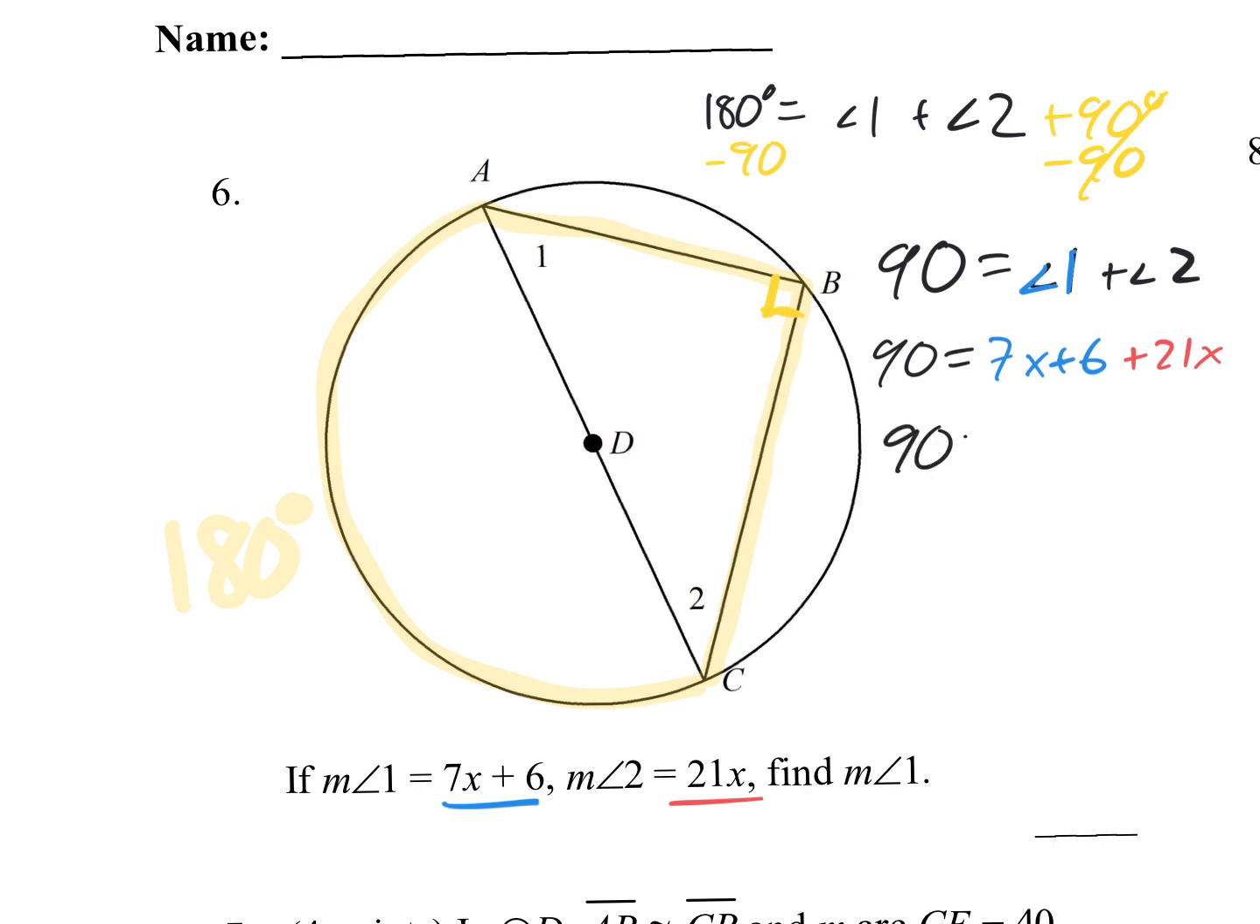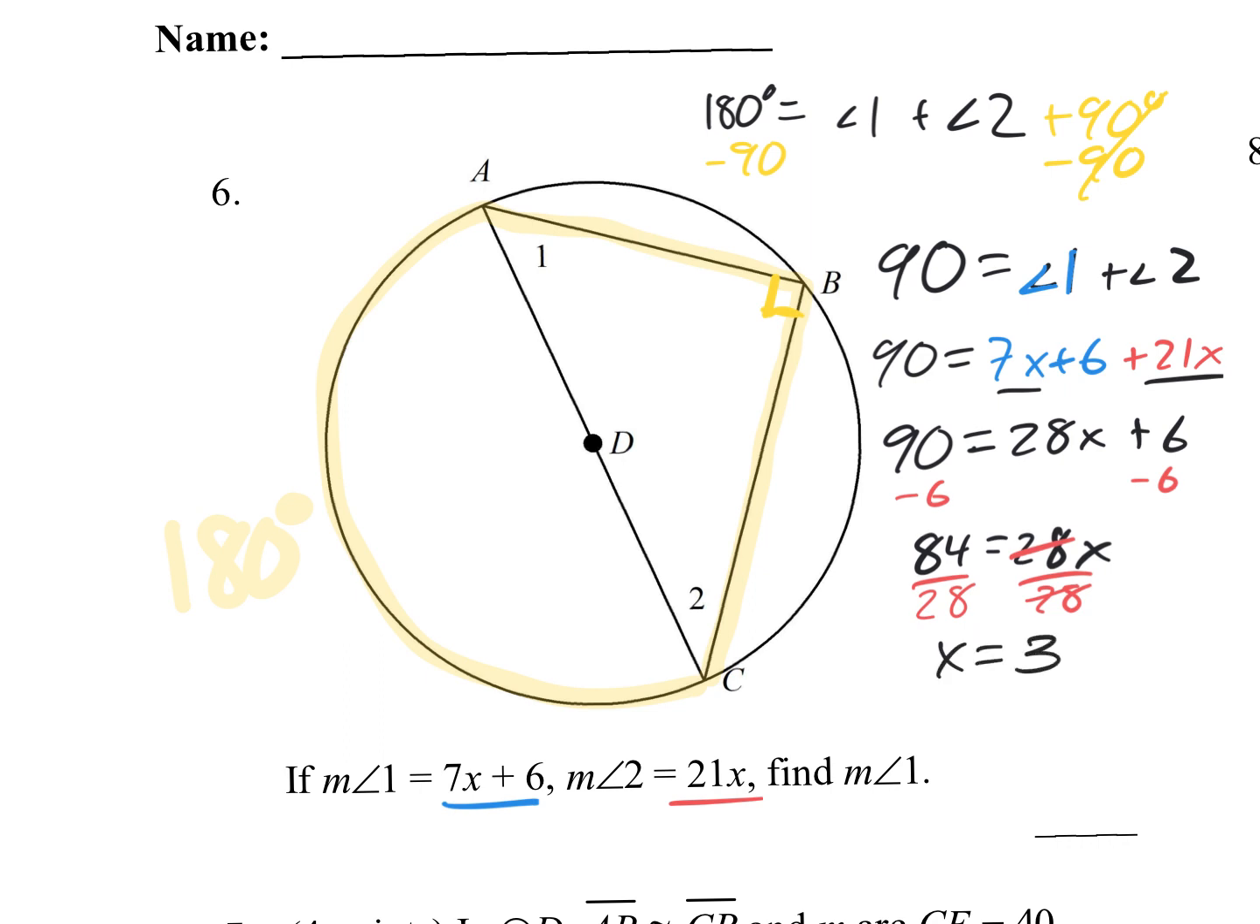I got 90 equals, I can combine the 7x and the 21x to make 28x plus 6. And remember, with algebra, you're always trying to work from the outside in. So I would subtract 6 from both sides. That gives me 84 equals 28x. And now I want to divide both sides by 28. So now I just need to know what's 84 divided by 28. And it turns out that's exactly 3. So x equals 3.